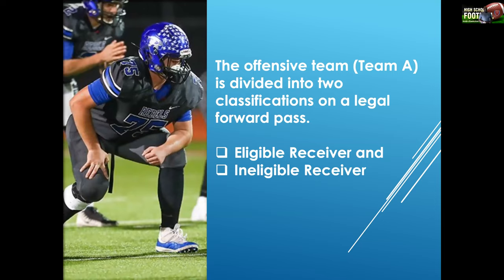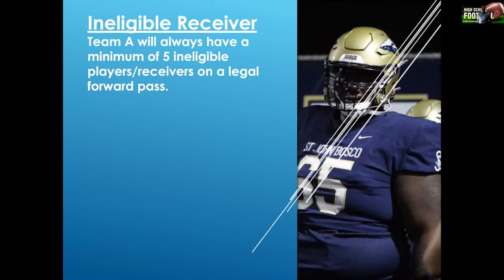All right, the offensive team A is divided into two classifications on a legal forward pass: eligible receiver and ineligible receiver. We're going to look at the ineligible receiver first. Team A will always have a minimum of 5 ineligible players slash receivers on a legal forward pass, right? So there will always be 5 ineligibles on Team A during a pass, right?